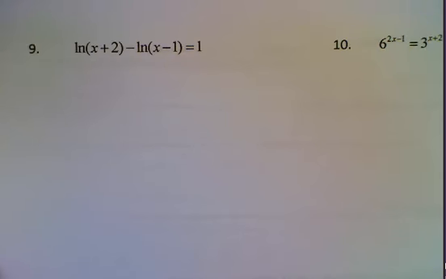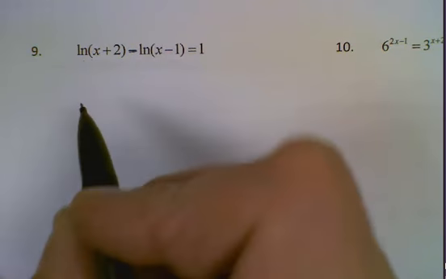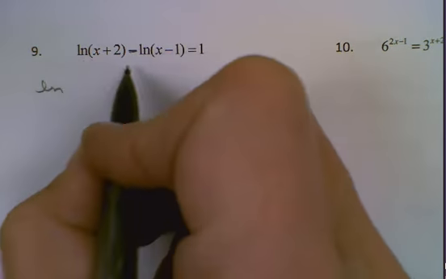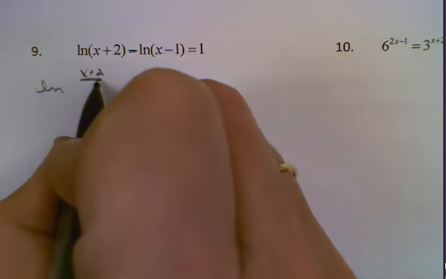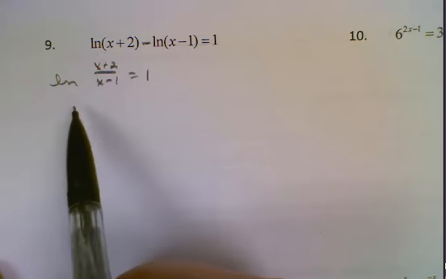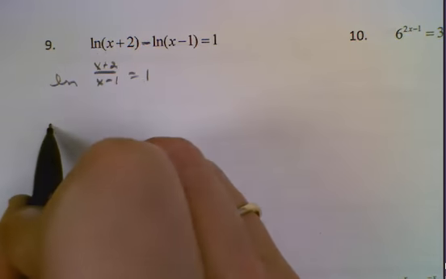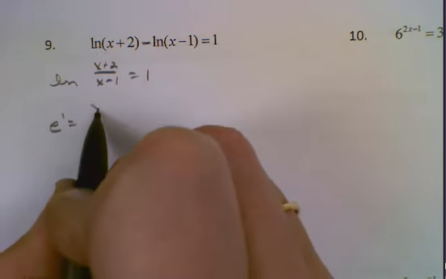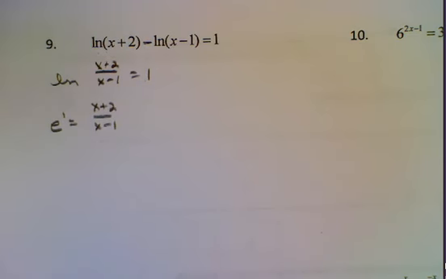Okay, number 9. 9 is a log equation with a minus, so we're going to use the quotient property. Quotient property says I can condense it as one logarithm, so natural log of (x + 2) over (x - 1). And now it's a log equation equal to a number, so I'm going to put it in exponential form. My base is e, so e to the first power equals (x + 2) over (x - 1). Now I just need to solve that equation.